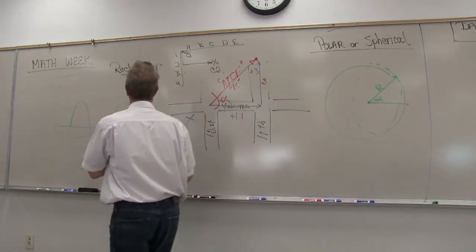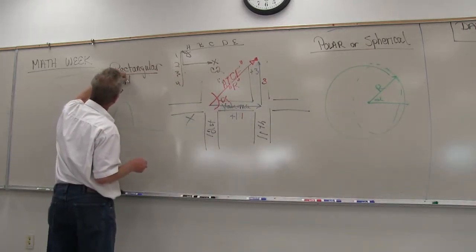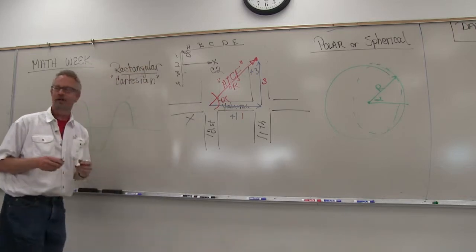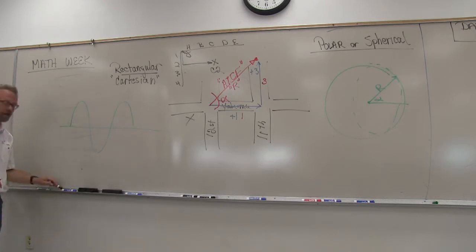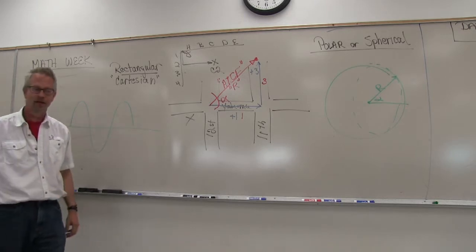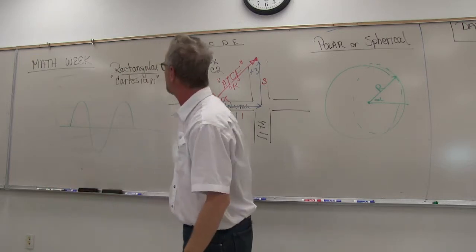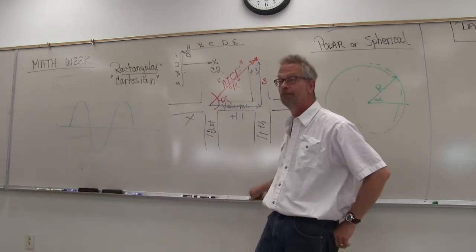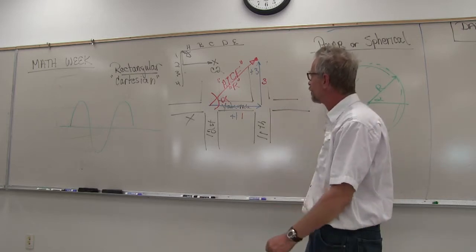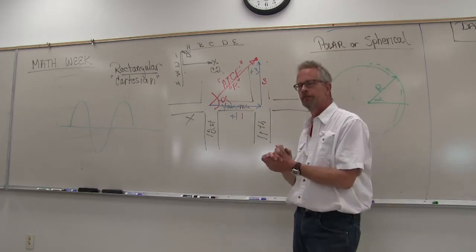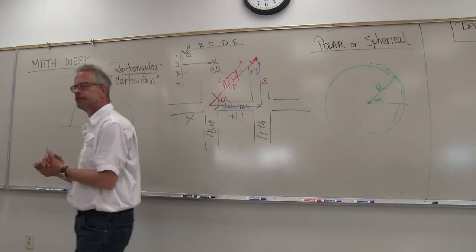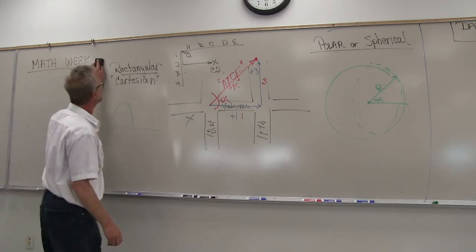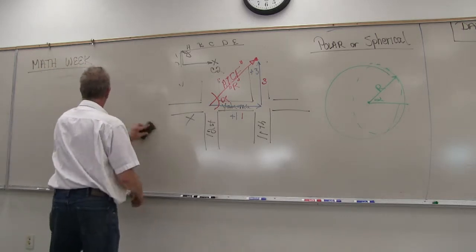Another name for this is the Cartesian coordinate system. It's named after a mathematician, a French guy named Descartes, who's dead now, but his legacy lives on. Okay? Questions? All right. Let's move on to page 2.